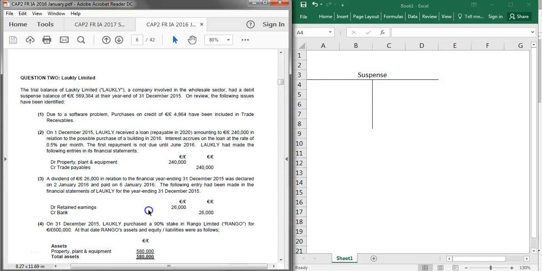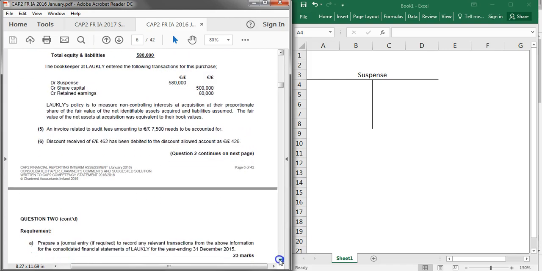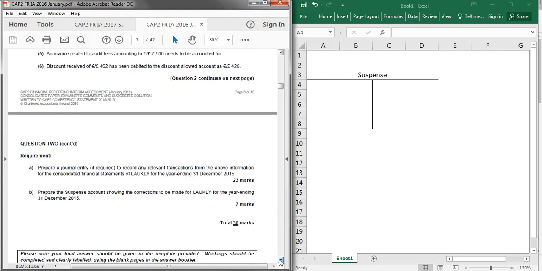This screencast is focused on January 2016 question 2, particularly around the area of double entry and suspense accounts. So again, it's important that you do have an attempt of this before you go through it, so make sure you read down through the question and ideally make an attempt of it before you watch through the screencast.